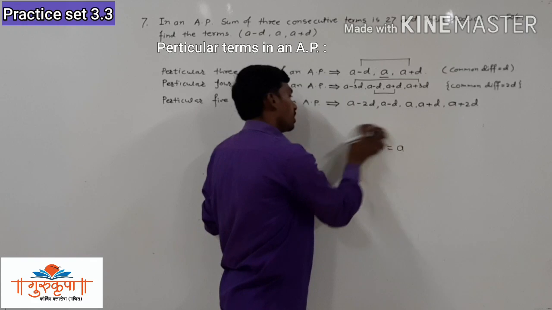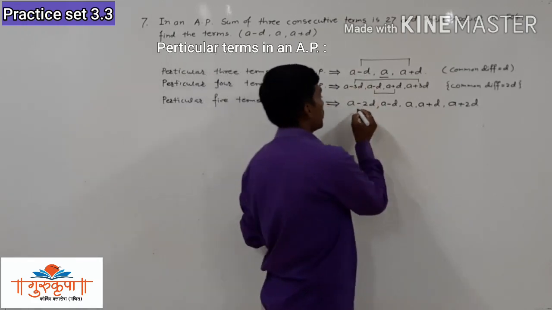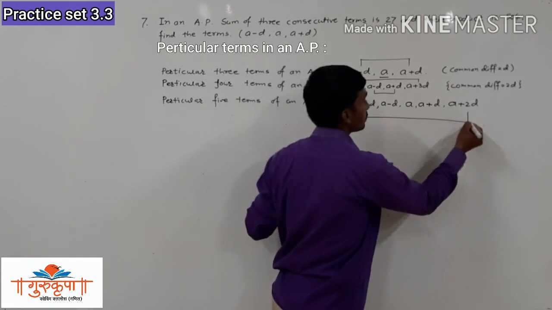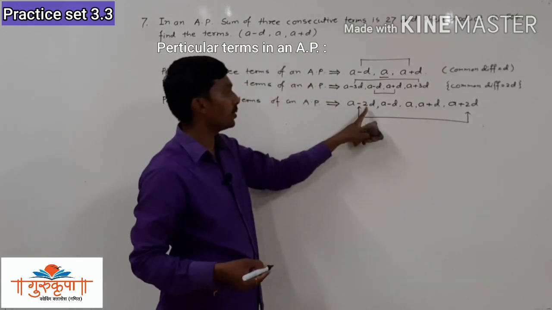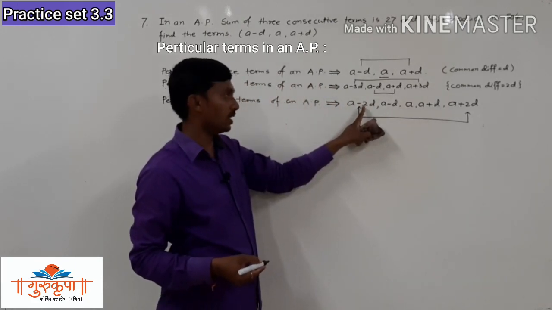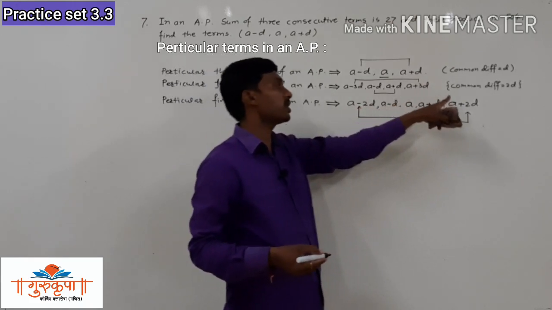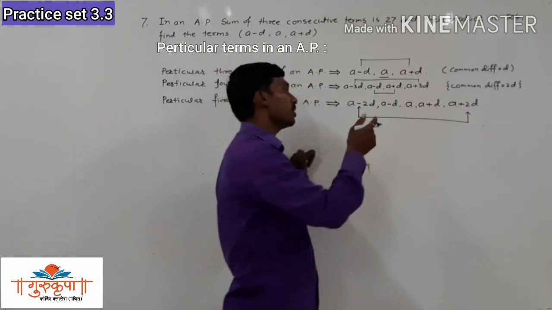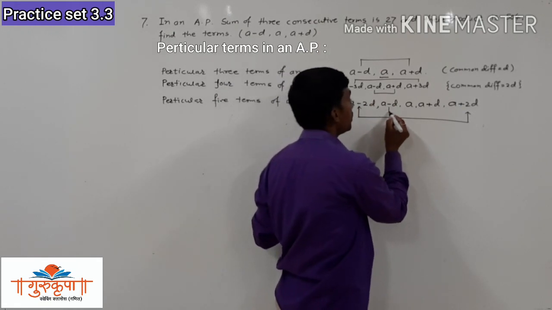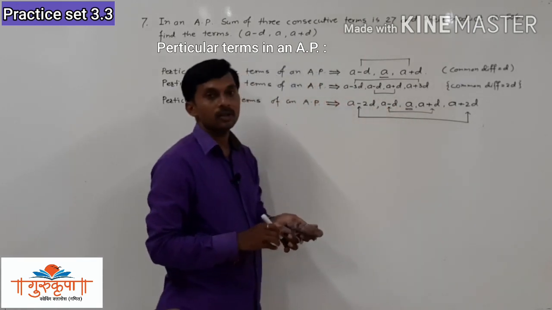Now here also we have the same sequence which we have in 3 terms and in 4 terms. See the first and last term, a minus 2d, a plus 2d. Again the sign of subtraction is there in the initial phase, and the sign of addition is there in the ending phase. So you can remember these terms easily. Here also we have a minus d and a plus d, and in the center we have a.